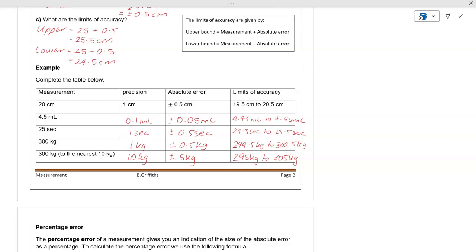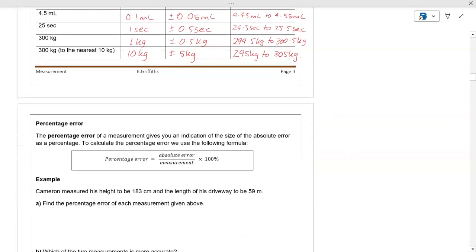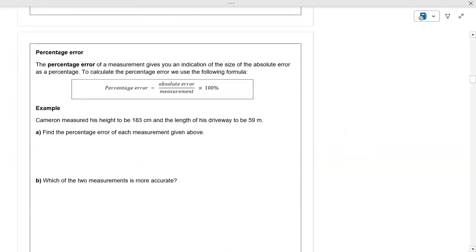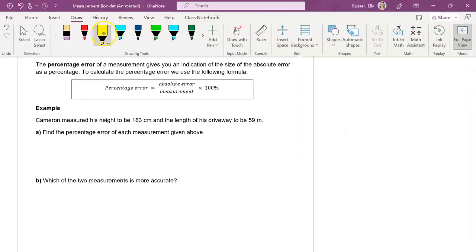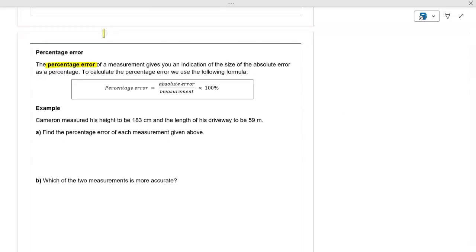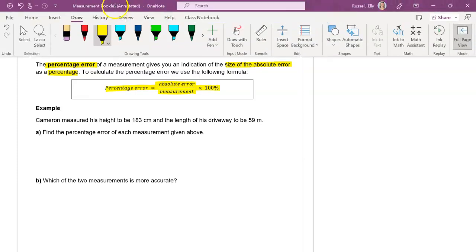But what we can then be asked to do is find the percentage error, which is a secondary part to this piece of content. Our percentage error is of a measurement. It gives you the indication of the size of the absolute error, and it's as a percentage, hence the name. To calculate that, we have the absolute error, which we know how to calculate, over the entire measurement, and then times by 100 to put it into our percentage.